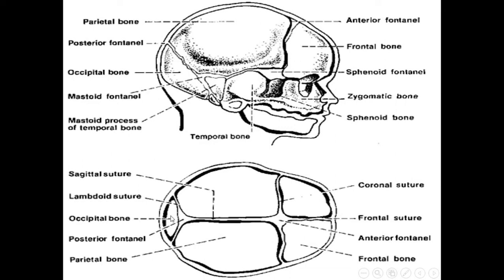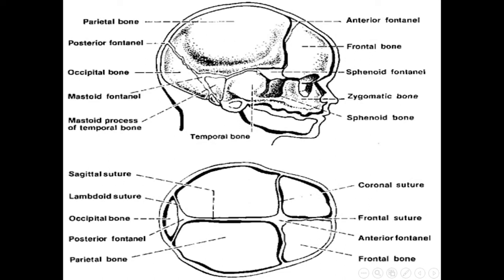The junction between the bones is the suture. Meeting of the 2 frontal bones forms the frontal suture. Meeting of the 2 parietal bones forms the sagittal suture. Meeting of the 2 frontal with the 2 parietal bones forms the coronal suture. Meeting of the 2 parietal with the occipital forms the lambdoid suture. And the meeting of the parietal with the temporal bone forms the temporoparietal suture.